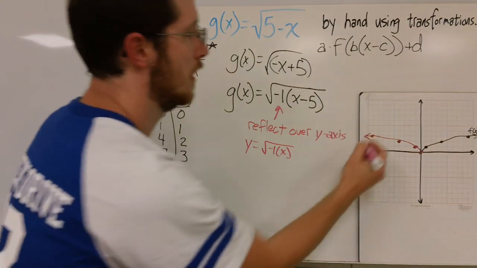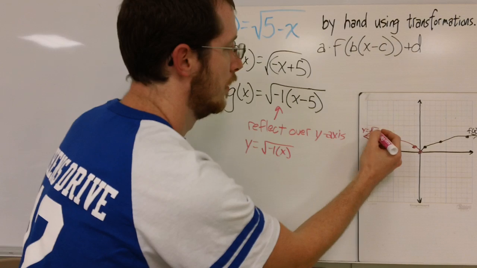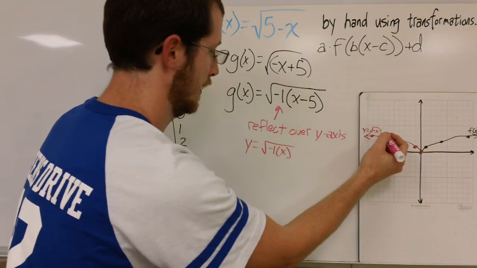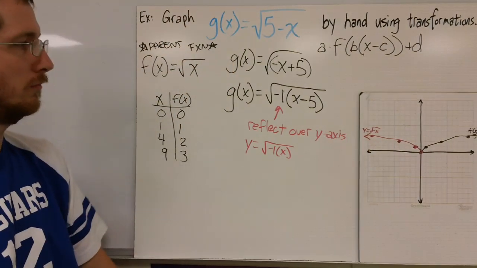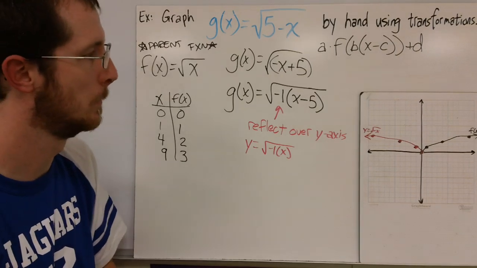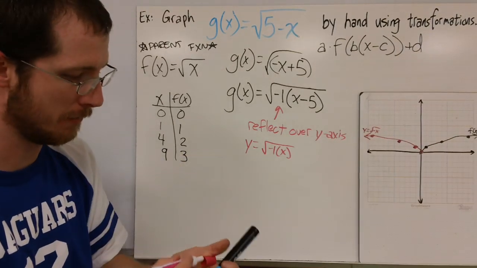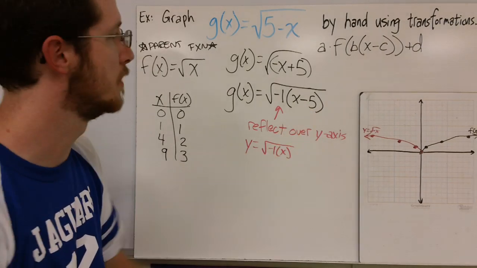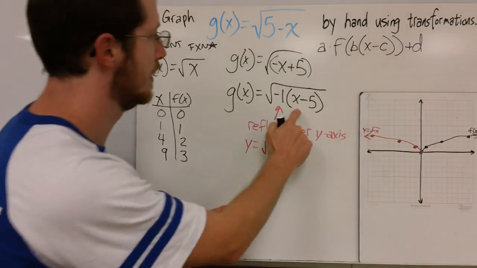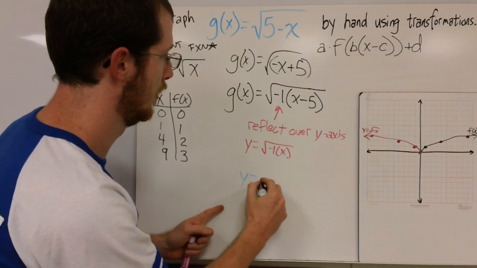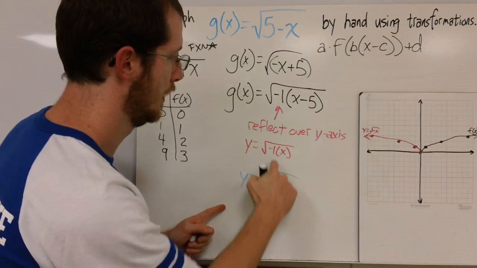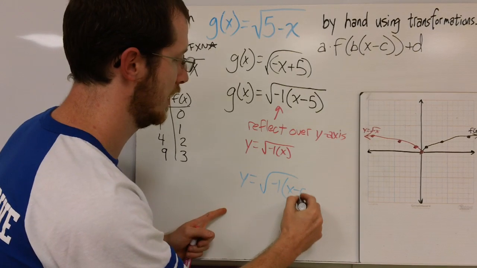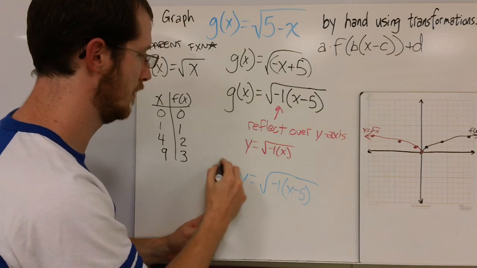Okay, and there is my equation, y equals square root of negative x. Equivalent to that. Okay, so we reflect it over the y. Next step is to take that equation and do our next transformation. Okay, so this next guy is going to be negative 1, and then we've got x minus 5. So this is our g of x function.